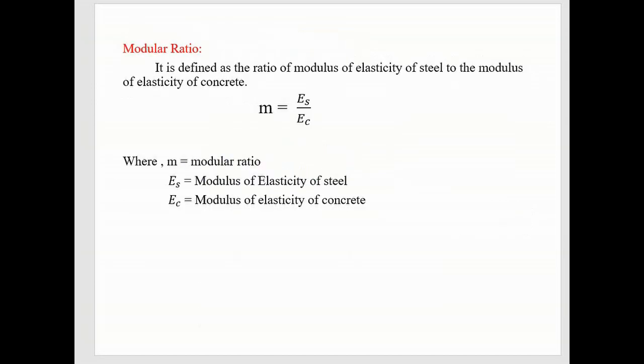Next is about modular ratio. First of all, this modular ratio is simple. It is nothing but the ratio of modulus of elasticity of steel to the modulus of elasticity of concrete. Remember, modular ratio should always be denoted by a small m, equal to Es by Ec. That is modulus of elasticity of steel by modulus of elasticity of concrete. So this is the formula for modular ratio.